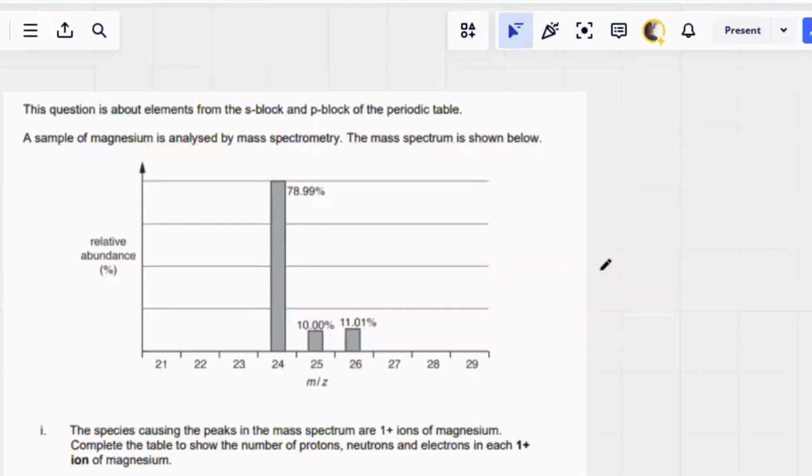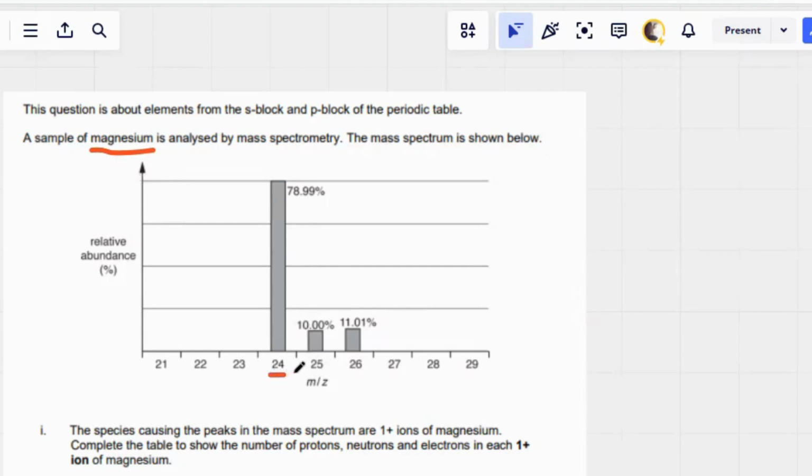Let's practice a question regarding time of flight mass spectrometry. This is a question on the board. This question is about the elements from the s block and p block of the periodic table. A sample of magnesium is analyzed by mass spectrometry. The mass spectrum is below. So this is the mass spectrum. This is the mass to charge ratio. This is the relative abundance. Okay, so this is the magnesium atom.